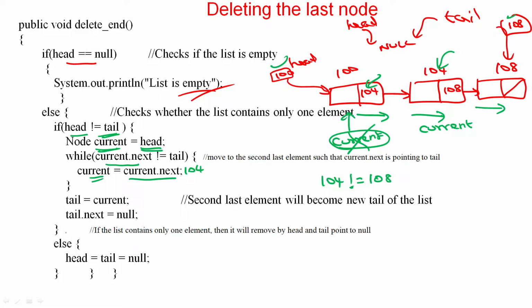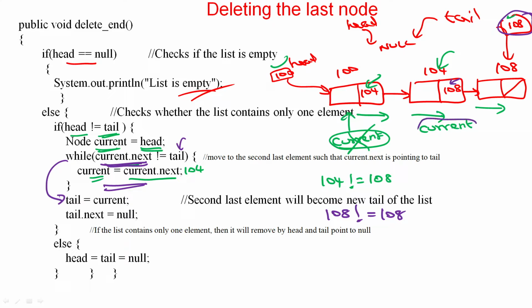Now again we are checking. The next step is current dot next. You look at here, the statement is current dot next. Current dot next is 108. So the next statement: 108 not equal to tail. Tail also is 108. This condition is false. So automatically it will come out of the loop.